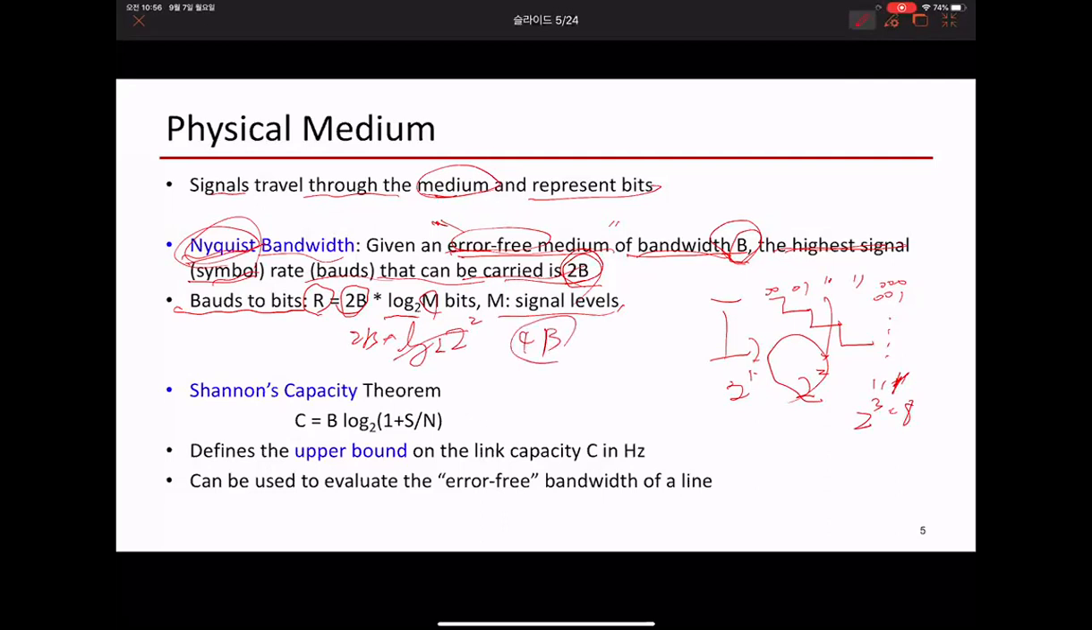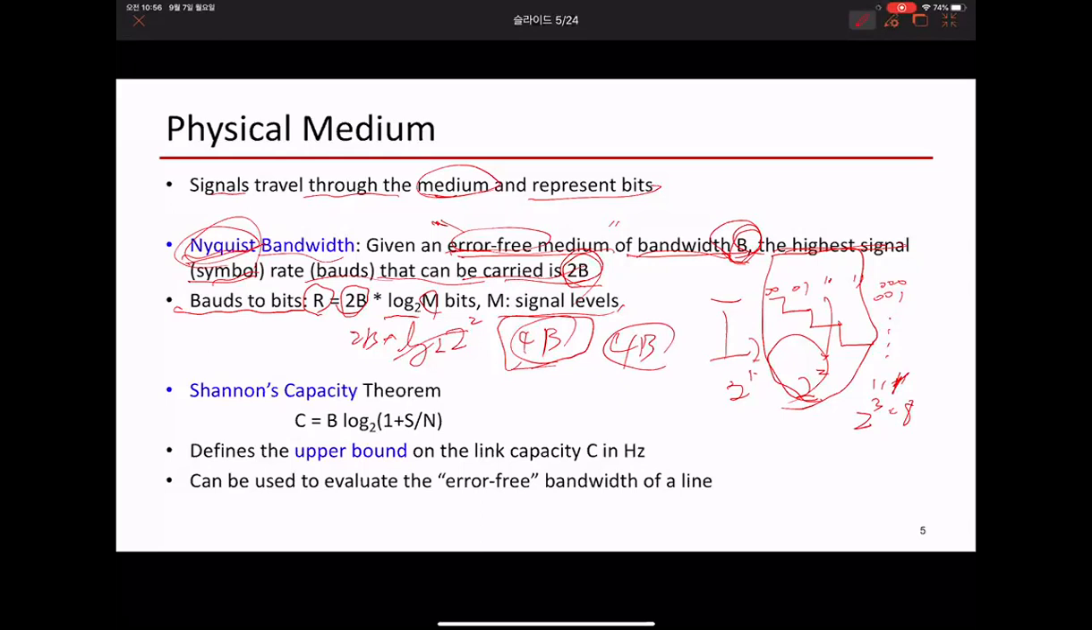Okay, so if I'm using a 2-bit level signal, and I'm using a bandwidth B, how much can I achieve theoretically in an error-free medium? 4 times B. B means your given bandwidth, so I can achieve 4 times the bandwidth.